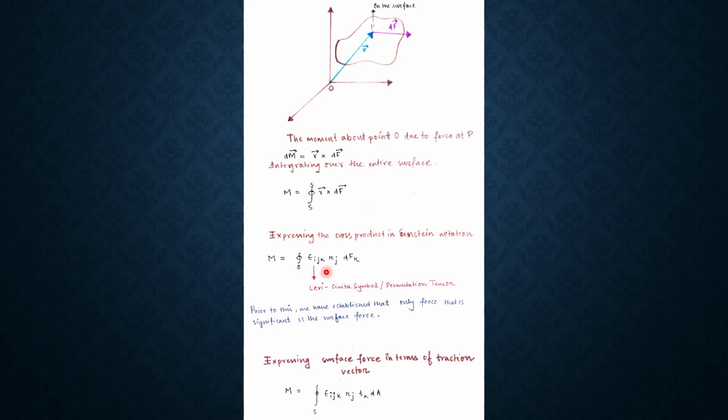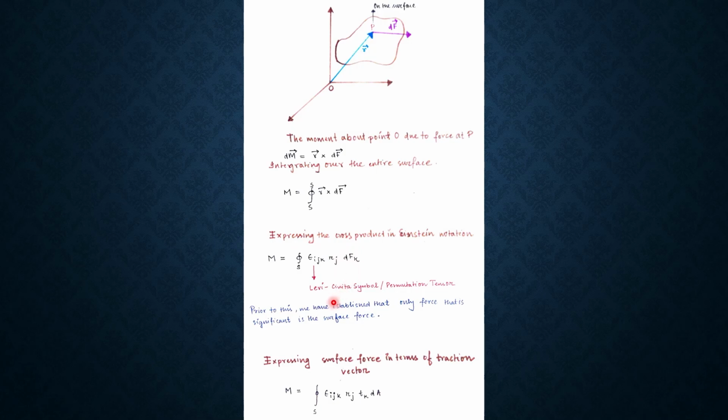And if it is acyclic, that is, let's say some 321 or 132, then the epsilon ijk would be negative. And in case the ijk have repeated elements, then it would be 0. It works in that way. And that is used to express the cross product in the index notation.